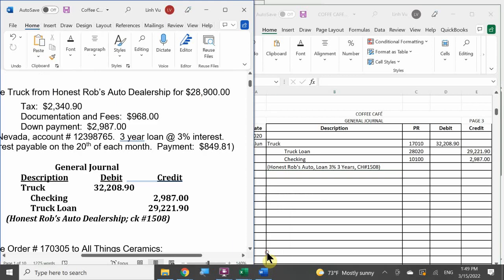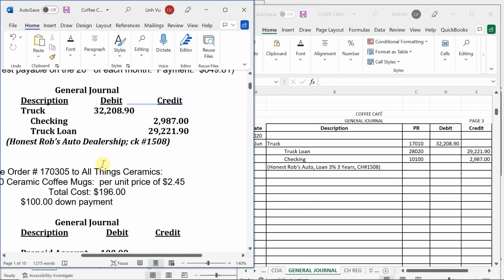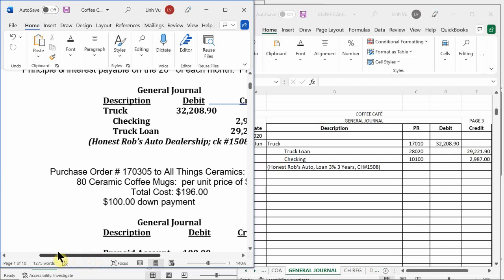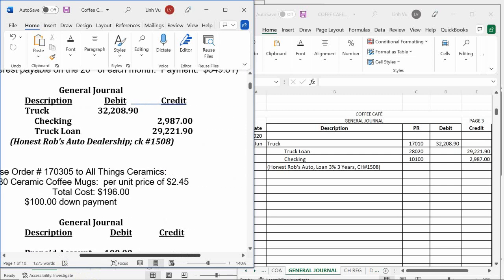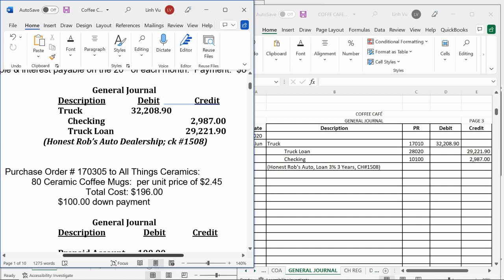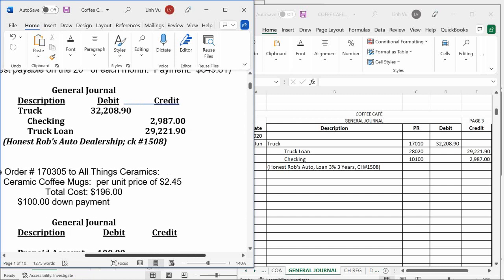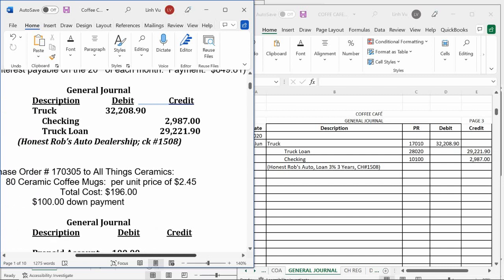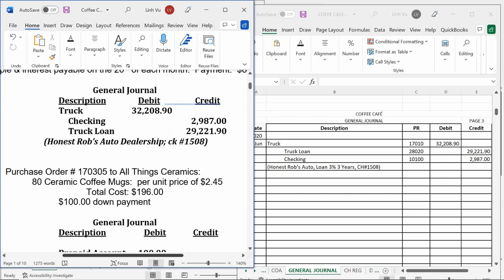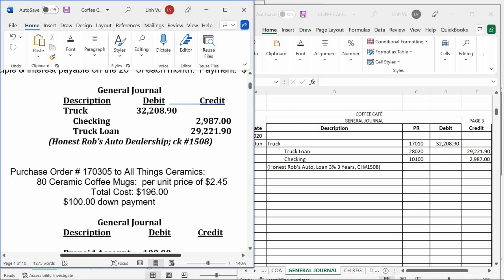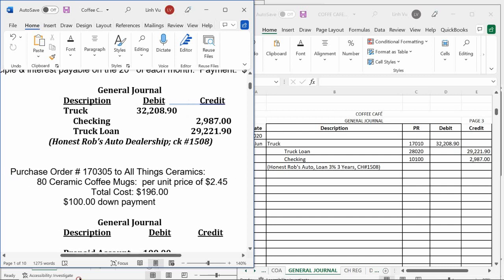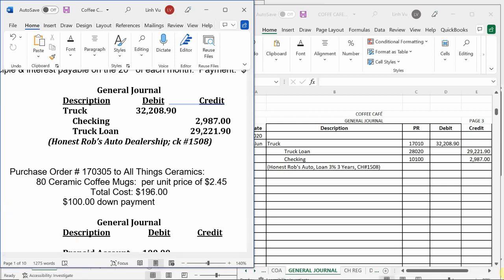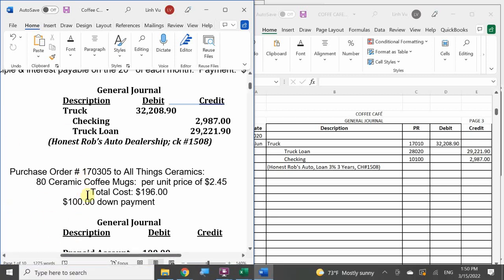So let's see what happened next. Here, right? We did another purchase order. Purchase order number 305 to All Things Ceramics. We're going to buy 80 ceramic coffee mugs. Per unit price is going to be $2.45 each, and the total cost is going to be $196, and they require a $100 down payment. So in this case, I'm making a purchase order and they require me to put a down payment.